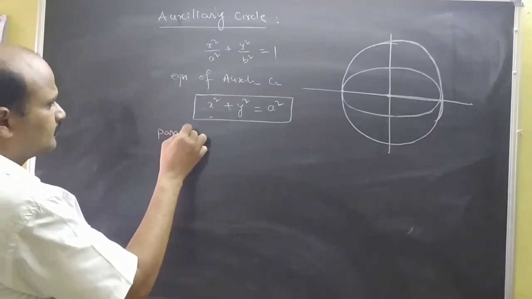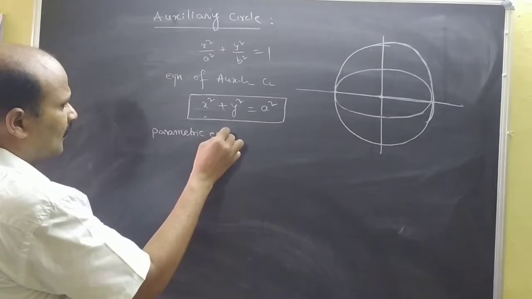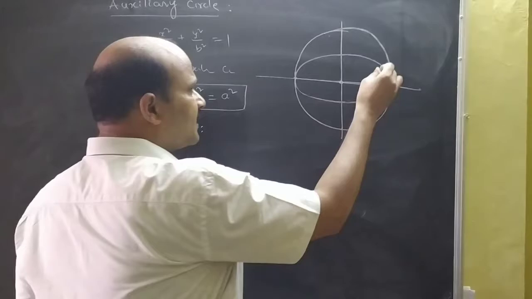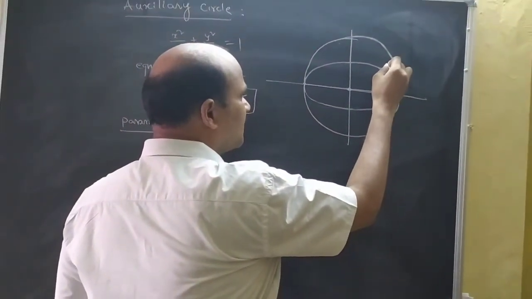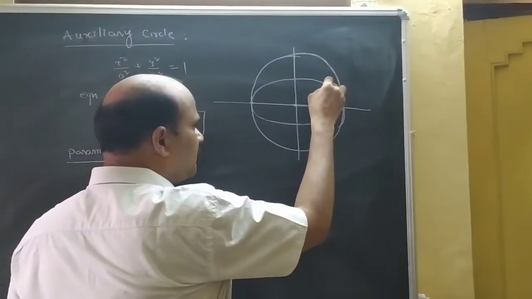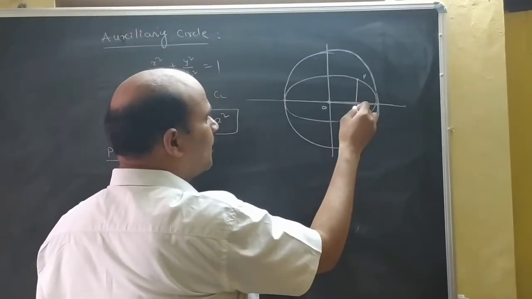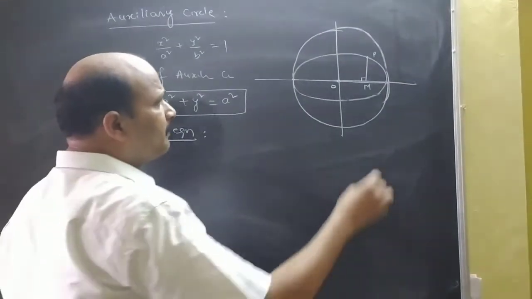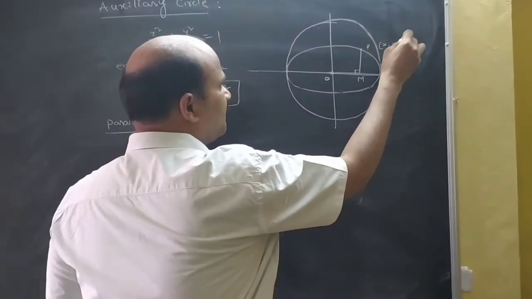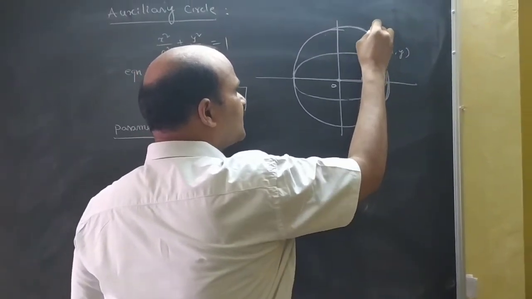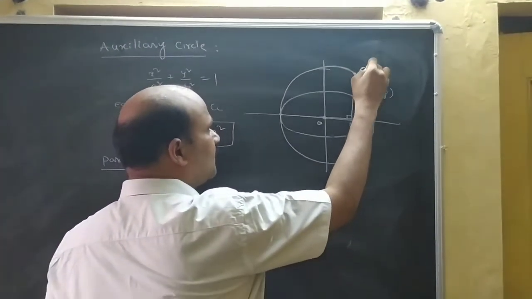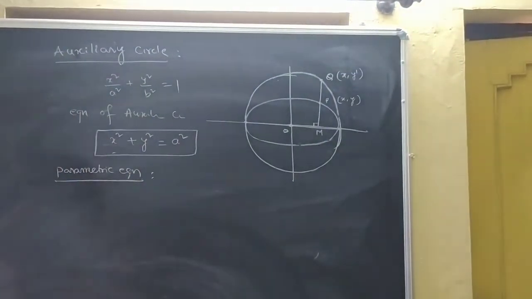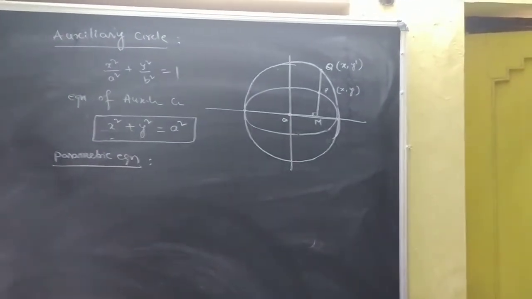Now, parametric equations. So what is parameter? Now here theta is the parameter. Let us take one point P on the ellipse. If you drop a perpendicular from P, this is O, and OM is perpendicular to the major axis. Now the point P is x comma y. If you extend this, it intersects the circle at Q. Now this is x comma some y dash, because it is the perpendicular line.